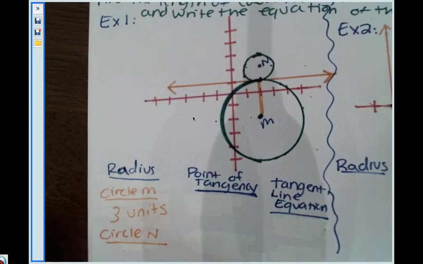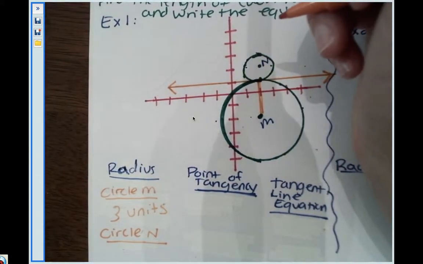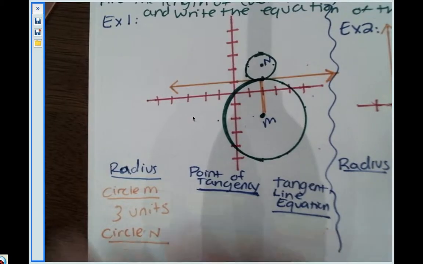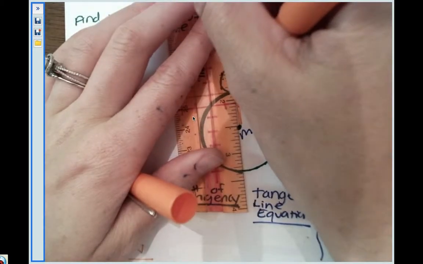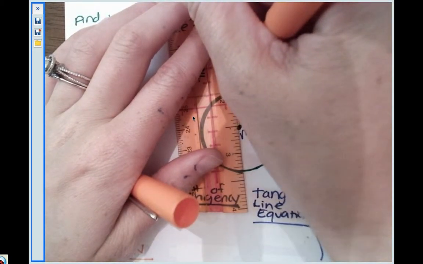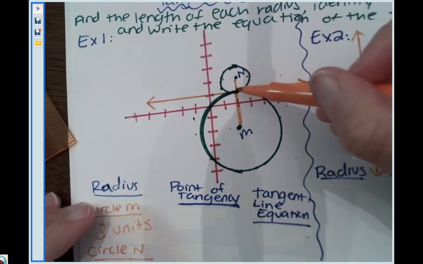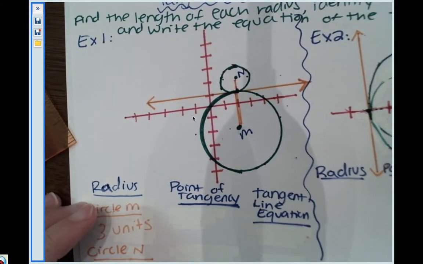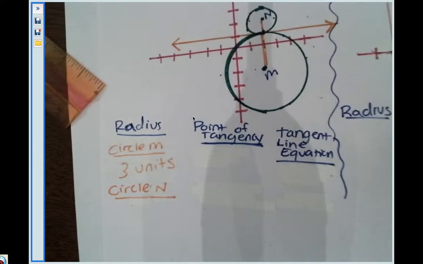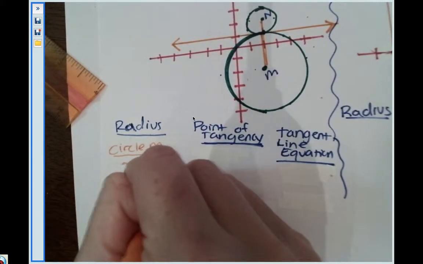All right, and then for circle N, same thing. If I were to draw a radius right here, all right, if I count from the center down, that's 1 unit. So for circle N, the radius is simply 1 unit in length.